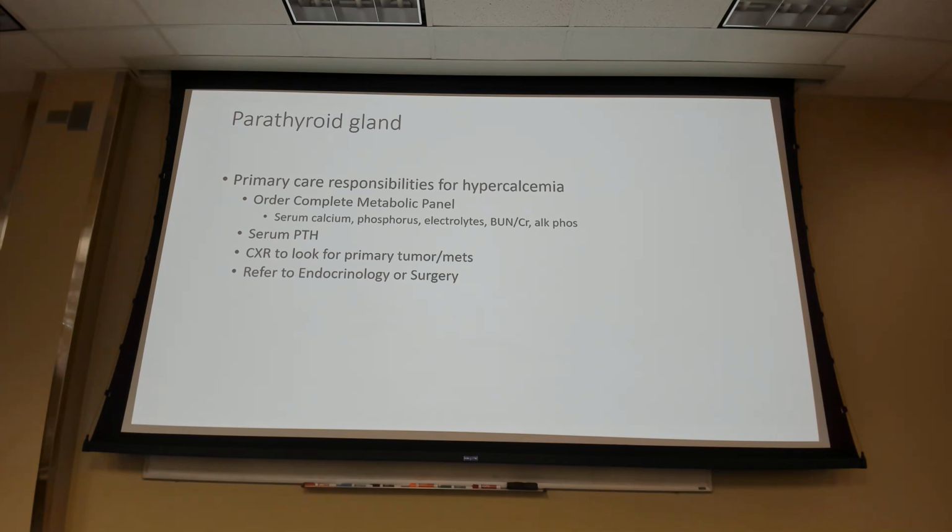And then here are our responsibilities in primary care. So obviously we need to get that comprehensive metabolic panel. If the calcium's elevated, we need to get the serum parathyroid hormone, and then a chest x-ray looking for any primary tumors or metastases. And most of these are referred to endo or surgery.